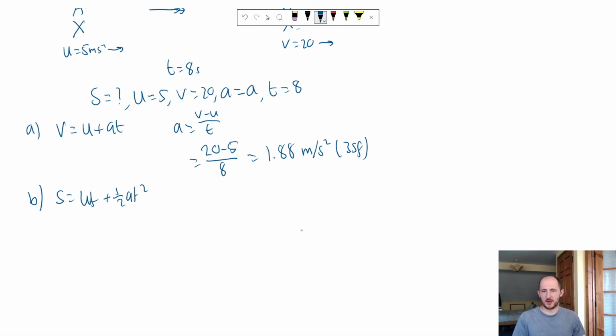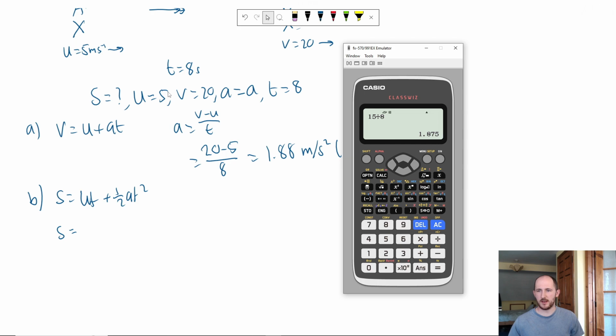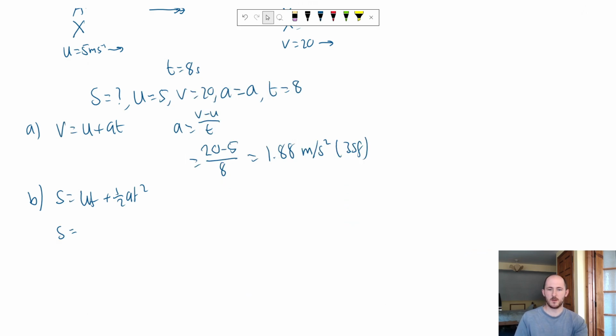Anyways, so let's go and we can sub it all in. I'm not going to write out the values. I'm just going to type it straight in. U is 5, so we have 5, and T is 8, plus a half, which again is 0.5, A, which is what we worked out here, 1.88, T squared, which again is 8 squared. And that should be correct. I did remember the squared now. 100.16. We could leave that as 100 meters if we wanted to, and just say it's 3SF.